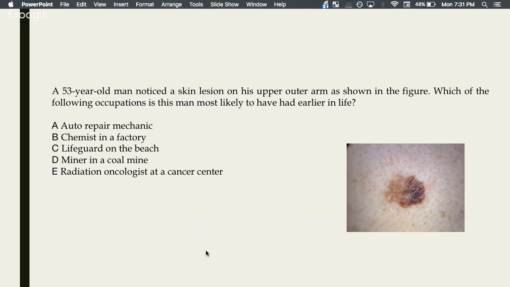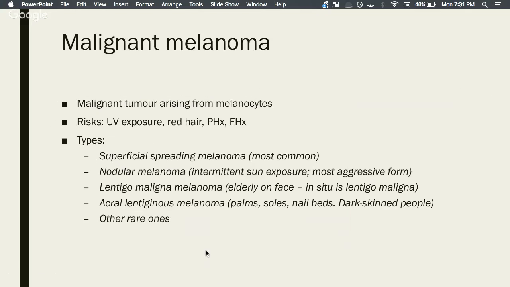Now, this one. To be honest, you don't even really need to read the question. You can kind of get the answer anyway. So basically, it's a malignant melanoma. It's caused by UV exposure, red hair, past history, family history. Sorry, those are the risks.